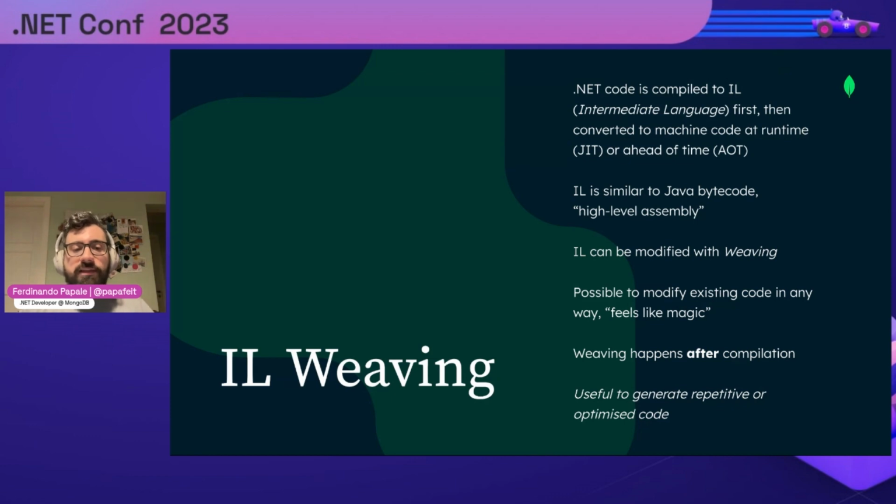But the important thing is that IL weaving essentially is the process of modifying the IL code in any way. It almost feels like magic because you can modify methods, attributes, interfaces, and almost anything. The important thing that you need to remember about IL weaving is that this process happens after the compilation is done. So the code already needs to be compilable in order for the weaving to happen. Now you'll be wondering, why would you want to use a library that is using IL weaving? Because it's very useful to generate repetitive or optimized code.